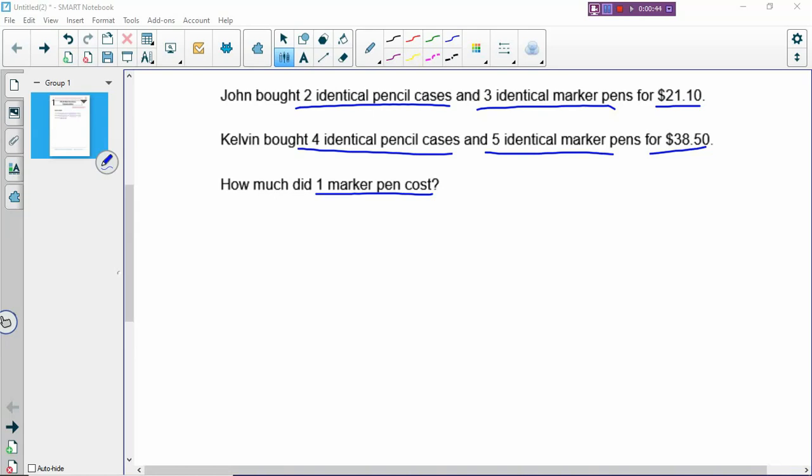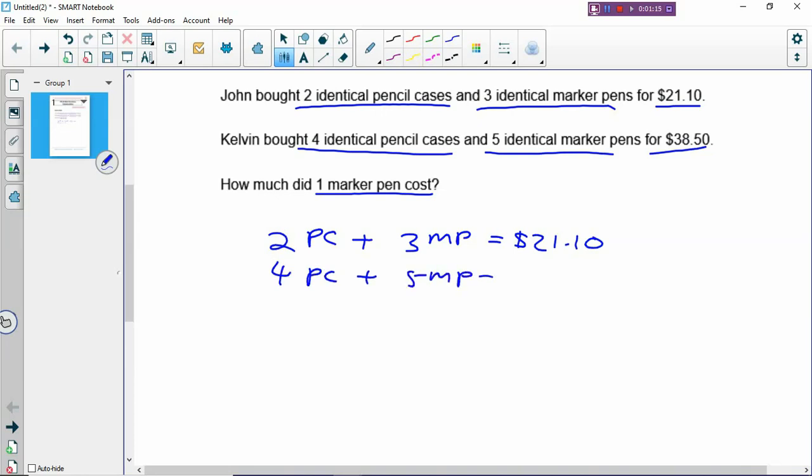So what are the other ways of solving, which is not what we are going to do today. But let me show you what are the other ways of solving. So most of us, or rather every one of us, will write the statement: John bought 2 identical pencil case and 3 identical marker pens, and the total money is $21.10. So we can all write this statement. And then Kevin bought 4 identical pencil case and 5 identical marker pens for $38.50.